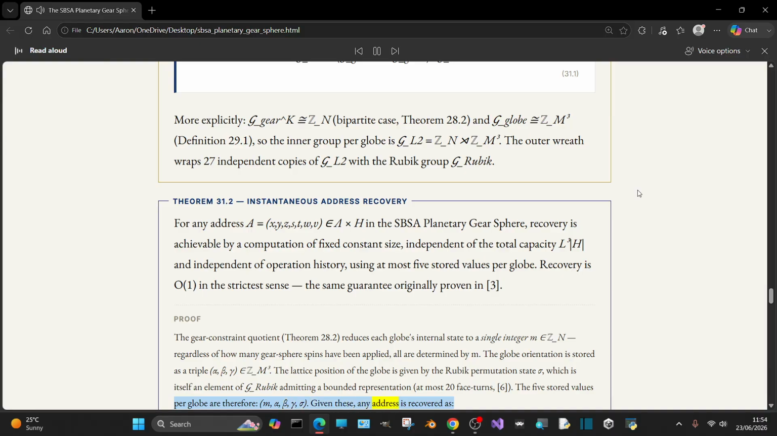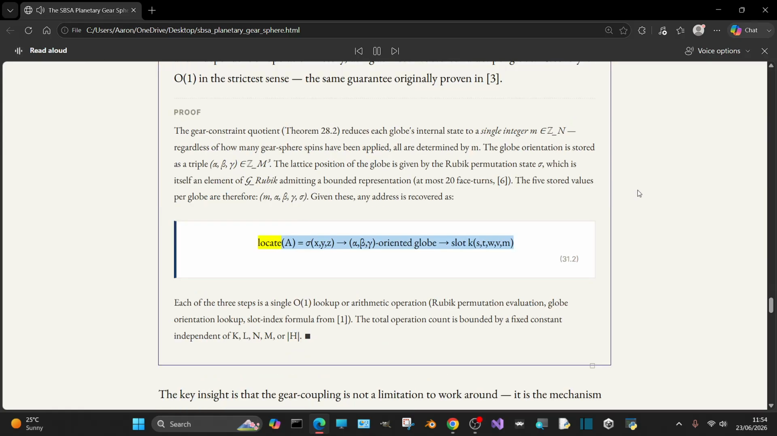Given these, any address is recovered as locate A equals sigma of x, y, z, alpha, beta, gamma, oriented globe slot K, S, T, W, V, M, 31.2. Each of the 3 steps is a single O(1) lookup or arithmetic operation, a Rubik permutation evaluation, globe orientation lookup, slot index formula from 1. The total operation count is bounded by a fixed constant independent of K, L, N, M, or H.